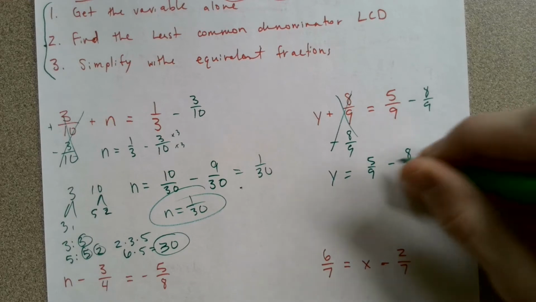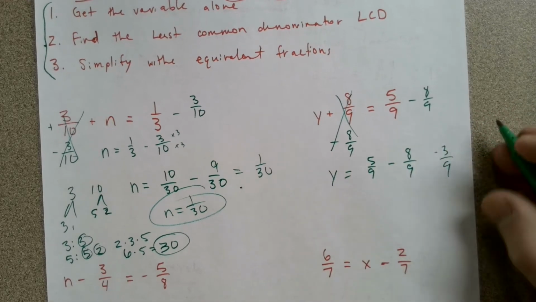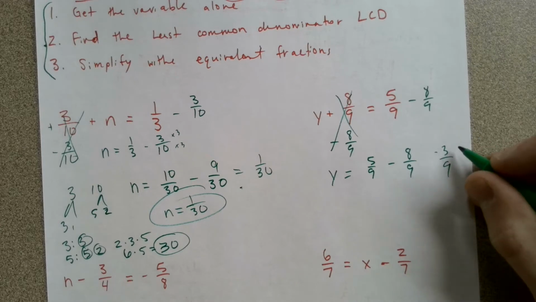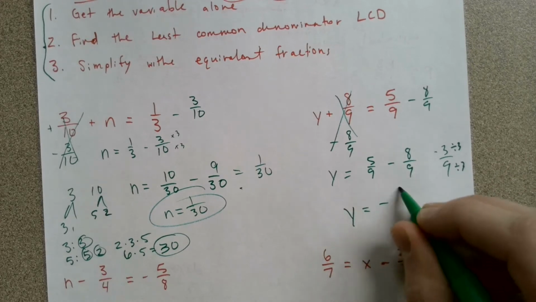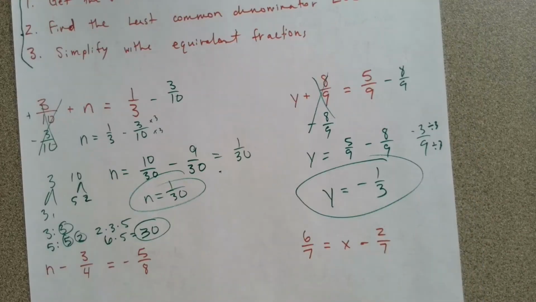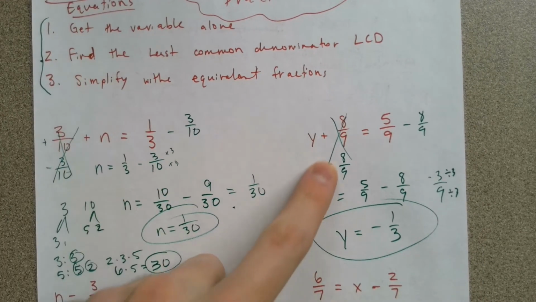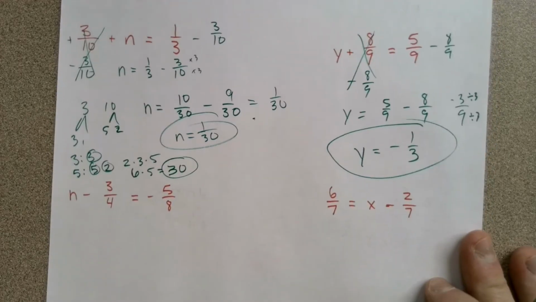Subtract straight across. 5 minus 8 is going to be -3/9. From here, we simplify. I can see easily, I don't have to make my factor trees for this one, that they both can be divided by 3. To get y equals -1/3. Got that variable alone. They already had us with the least common denominator here. Simplified with equivalent fractions. Done deal.